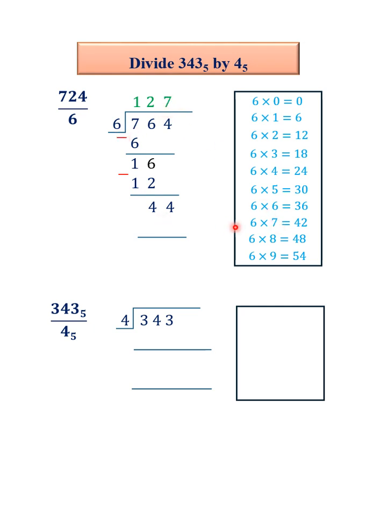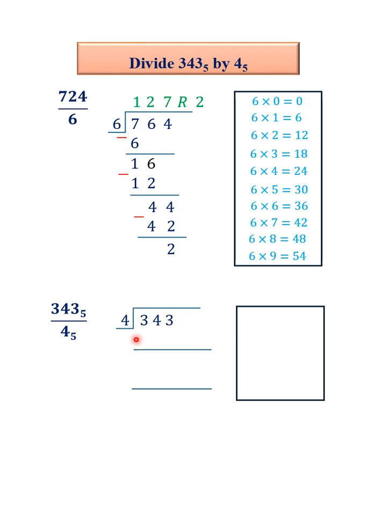7 times 6 gives us 42 here. Then we do the subtraction. 44 minus 42 gives us 2. 6 into 2 cannot. There is no other number to drop. So the answer becomes 127, remainder 2. So this is the answer for this normal division in base 10. So we are just going to repeat the same thing for this base 5.